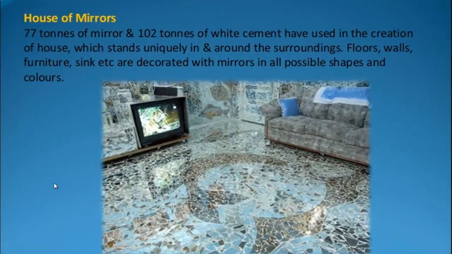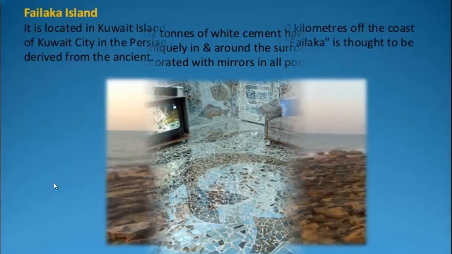Now let's speak about some tourist attractions in Kuwait. The first one here we have is the House of Mirrors. 77 tons of mirror and 102 tons of white cement have been used in the creation of the house, which stands uniquely in its surroundings. Floors, walls, furniture, sink, etc. are decorated with mirrors in all possible shapes and colors.